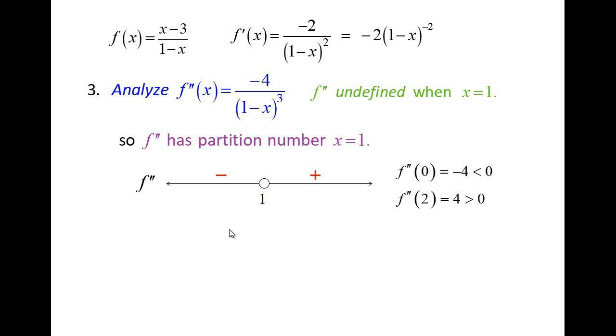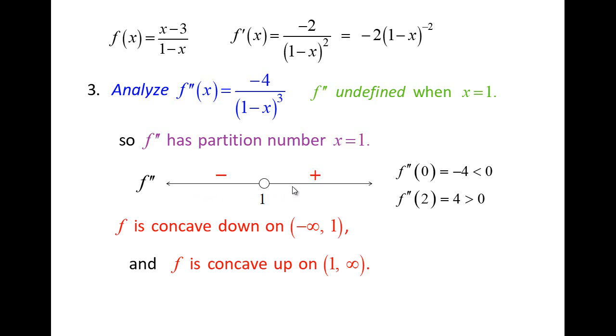So f double prime of 0 is going to be negative 4, so that's negative, and f double prime of 2 would be positive 4, so it's positive. So we see that f double prime is negative on the left of 1, positive on the right of 1. It's concave down from negative infinity to 1, and concave up from 1 to infinity.